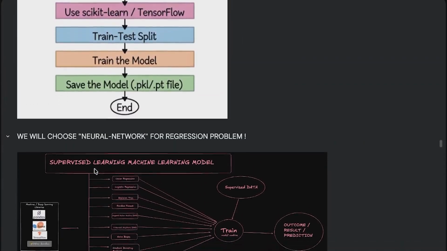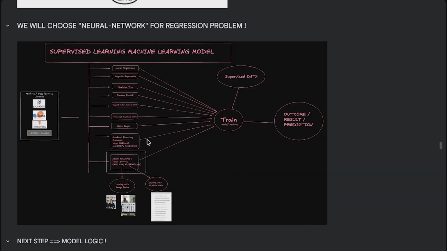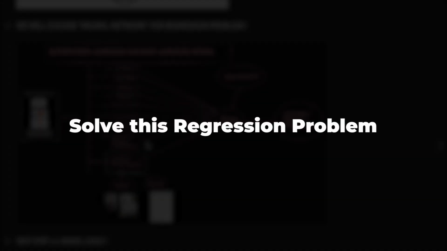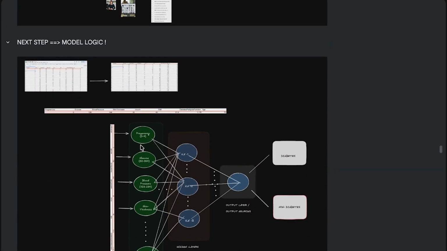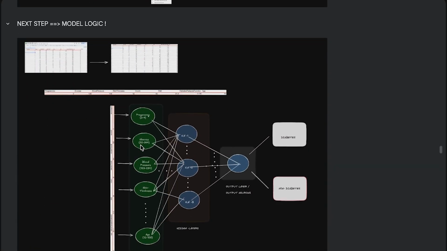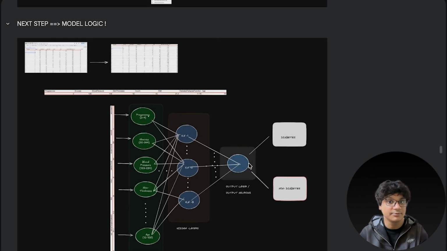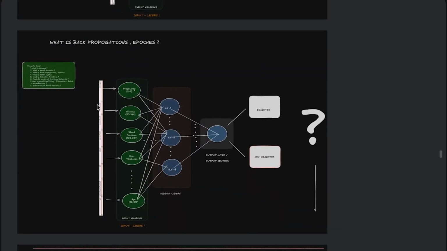Now let's try to understand these things. We are in this step, which means we will be choosing the neural network approach to solve this regression problem. So let's understand the model logic. The model logic is the same: you take the features and design neurons. These are your input neurons, these are the neurons in your hidden layer, and this is the output neuron, which tells you, for a continuous regression problem, what glucose level the patient has. And these are backpropagation and epochs.